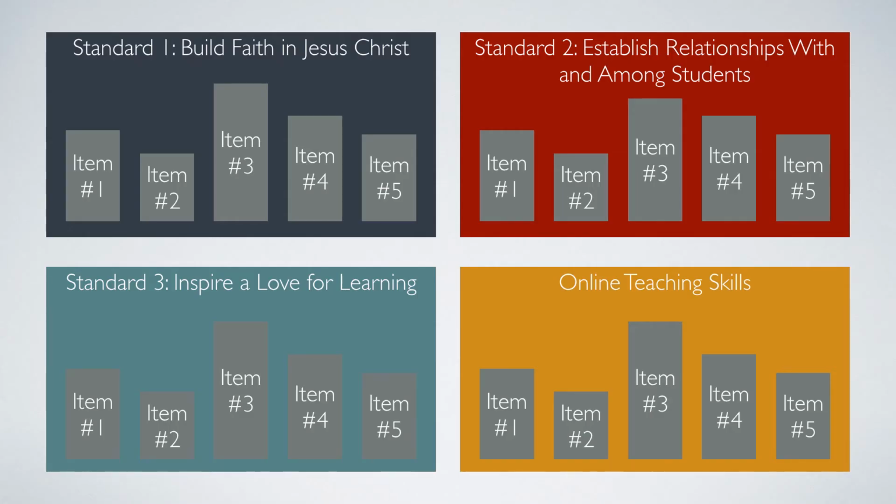Let me show you just a little bit bigger, higher level for a second. This survey is going to give you 4 different categories. The first 3 categories are your instructor standards, standard 1, 2, and 3. The 4th category is going to be your online teaching skills. Within each of those 4 categories, students will identify which of the 5 items they have witnessed in your teaching.